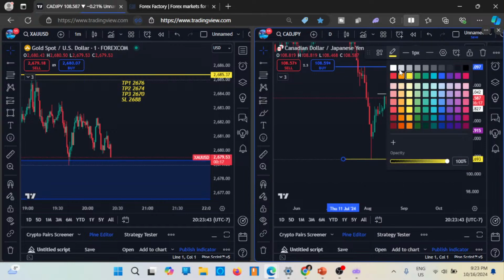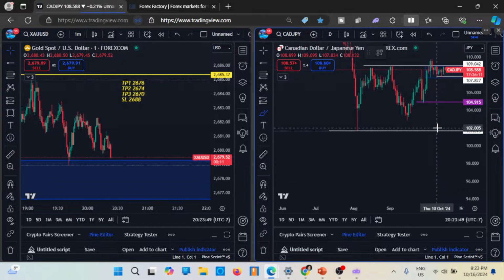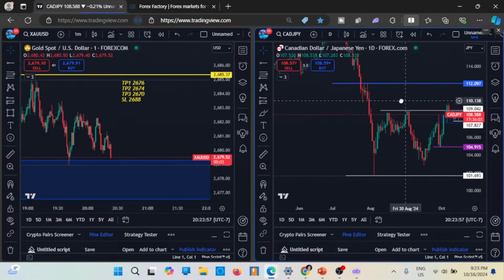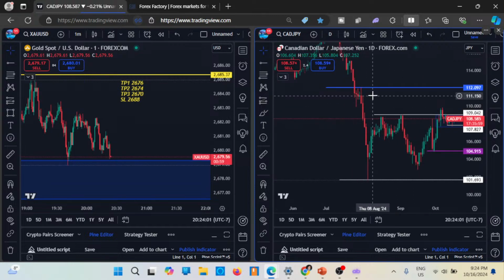So what I'm going to do, I'm actually going to mark that level down because it's a very critical level for me to keep an eye on, because once the price breaks below this level, it's going to turn into resistance. Now the other thing I want to figure out is where is the previous lower high, because that would be the area where I would like to look for sells.